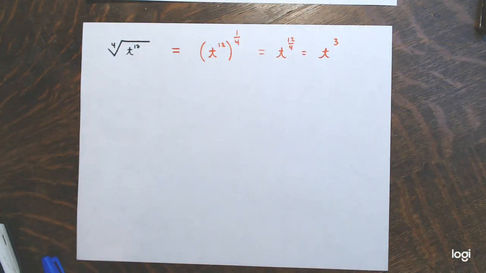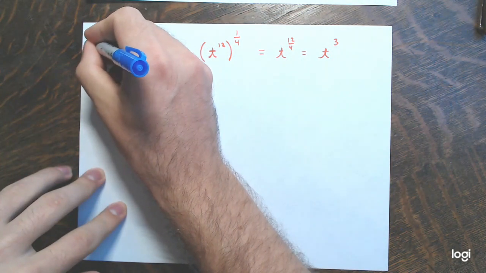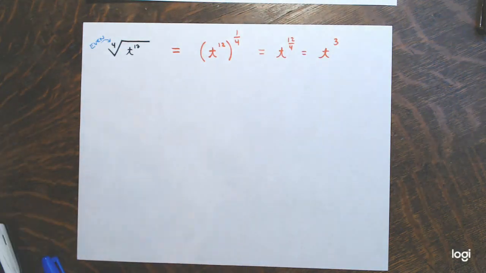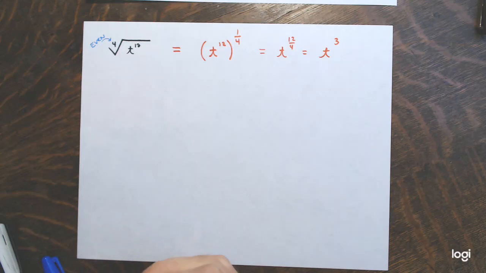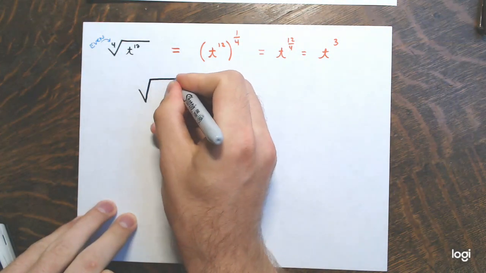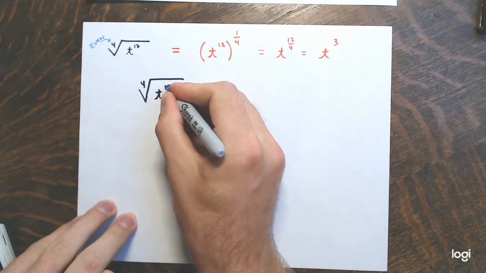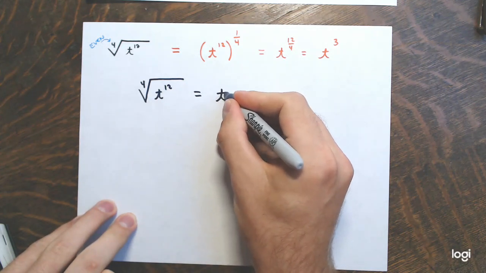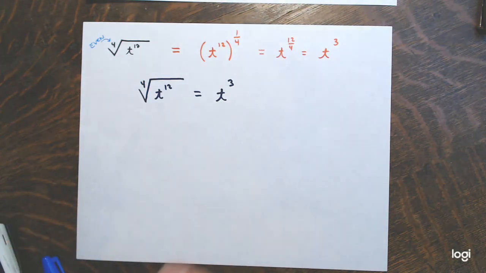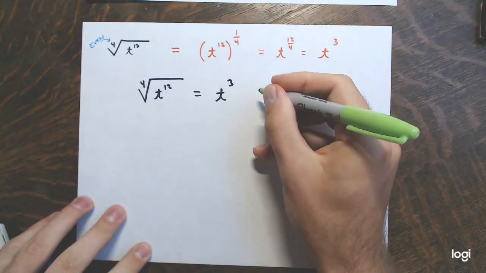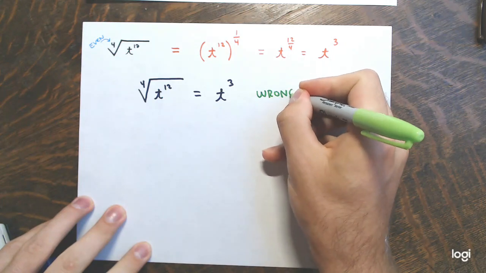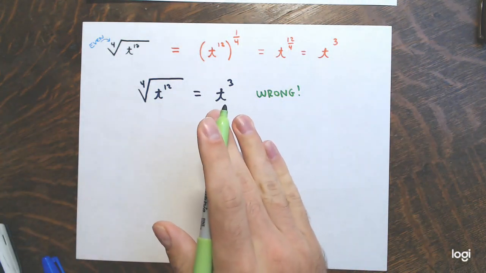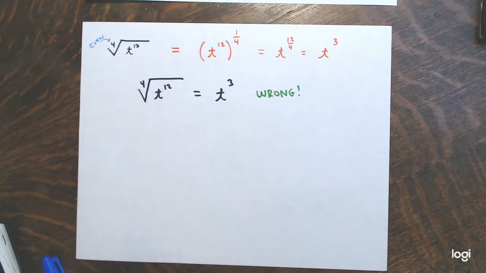And I'm going to tell you this right now. When there's an even index, I'll point that out again, this is an even number, you really have to pay attention. You really have to be careful. Because I'm going to tell you right now, what I have just written here is wrong. The 4th root of t to the 12th power equals just t cubed. This is incorrect, and I'll show you why. It's almost there. It would be a good start to write this, but it's wrong. Let me show you why.